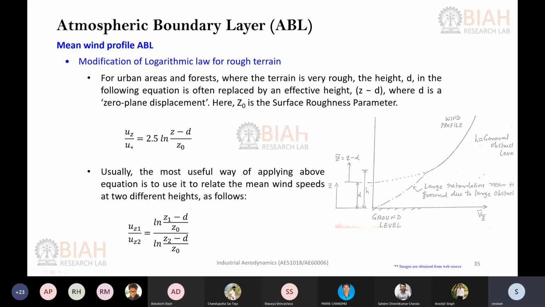Okay, so surface roughness parameter. Similarly, your displacement plane values will also change when you are comparing two different terrains. But this governing or logarithmic equation stays the same. Okay, so using this equation you can actually estimate a value. If you know the values in one particular terrain, then using that information you can estimate for the other terrain.